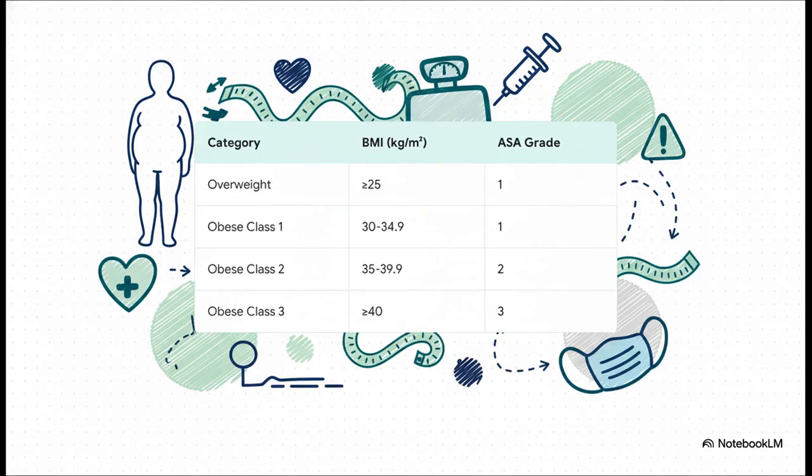So in the clinic, how do we start to categorize this? Well, we use the body mass index, or BMI. As you can see, the WHO defines class 3 obesity, what used to be called morbid obesity, as a BMI of 40 or higher. Now, what does that mean for us? It typically puts the patient in the ASA 3 category. That's our physical status classification, and it immediately tells us we're dealing with a patient who has significant systemic disease. It's a flag right from the get-go.